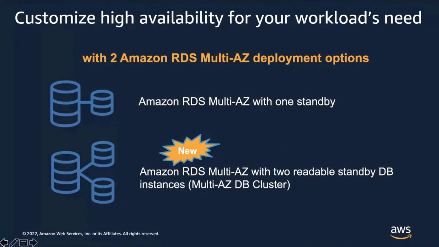To help customers further customize their Amazon RDS to suit their application and workload needs, we now offer two different deployment options. The first one is Amazon RDS multi-AZ with single standby. And the second one is the new deployment option that we announced on March 2nd. It is the multi-AZ with two readable standby database instances, or multi-AZ DB cluster in short. Let's talk about each one of them.